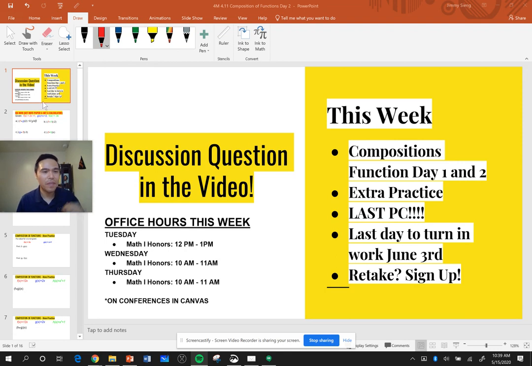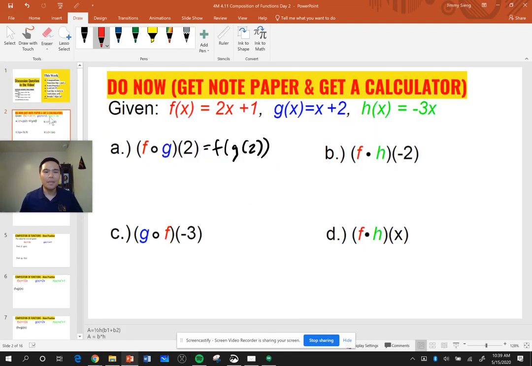Again, announcements are over there. We have our do now. I kind of already got it started, but we're going to look into both composition of functions and multiplying two functions together, all right? So let's start with A.